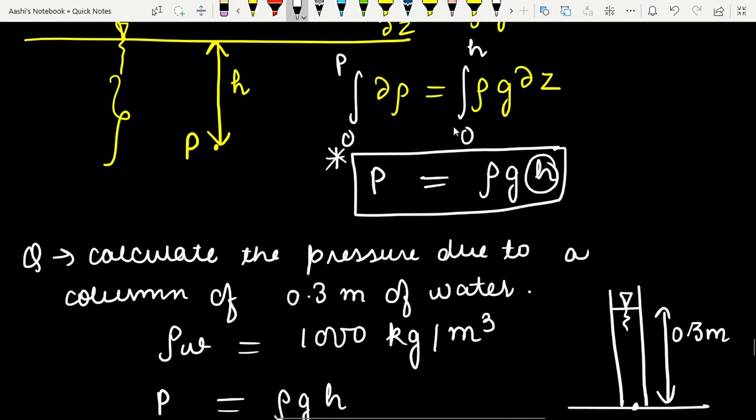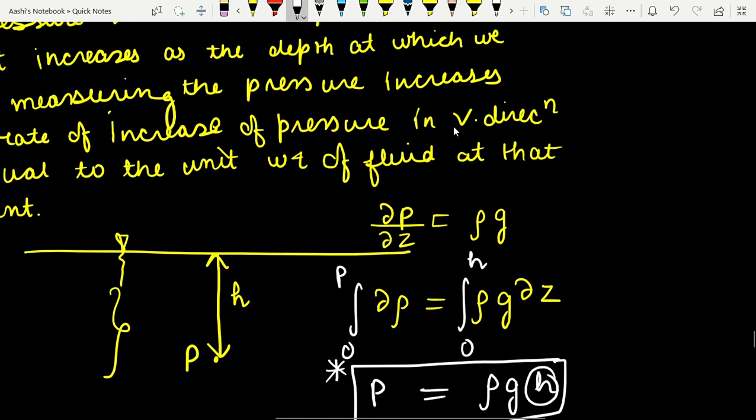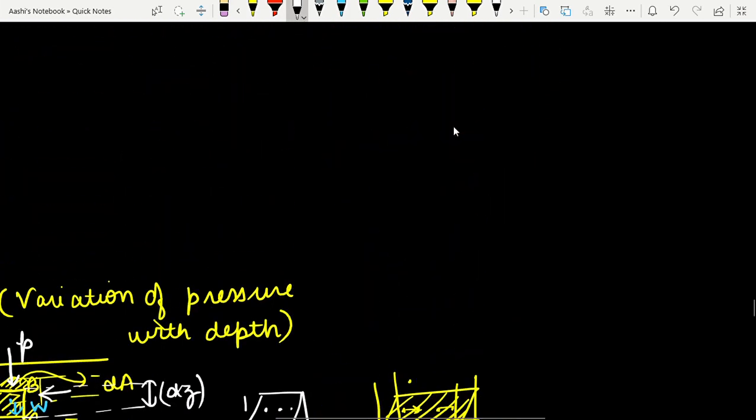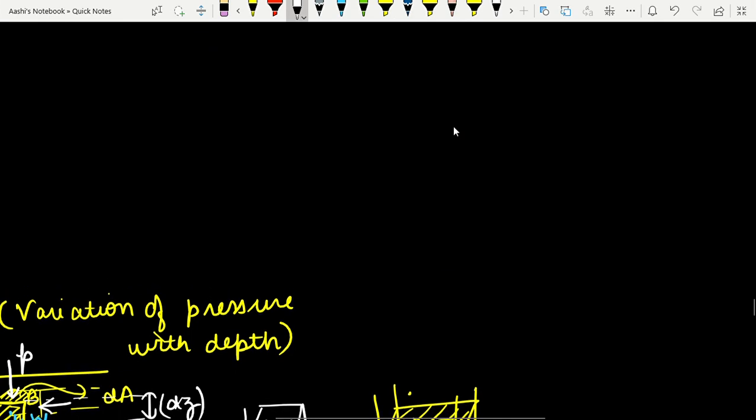Next video we will be covering pressure measurement. So measurement of pressure with the help of a piezometer and manometer, on that part we will be focusing.